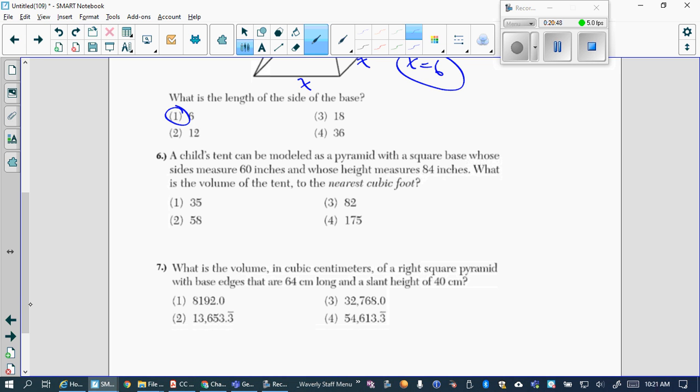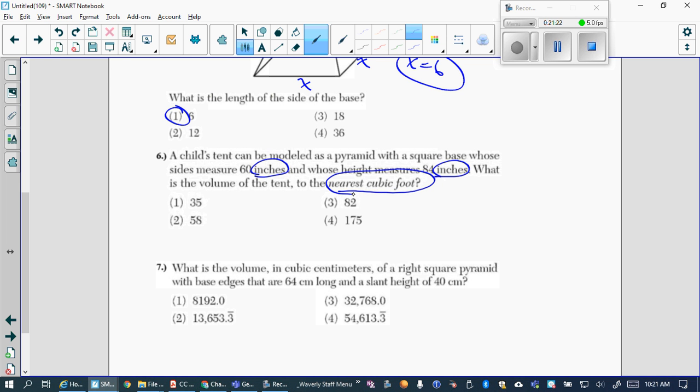Child's 10. That's like an infant, about this big. But it's in inches. Check your units now. Because it's in inches, and how do they want the answer? Nearest cubic foot. Now, we looked at one yesterday.